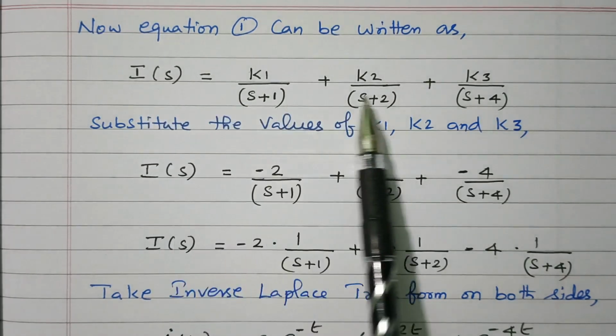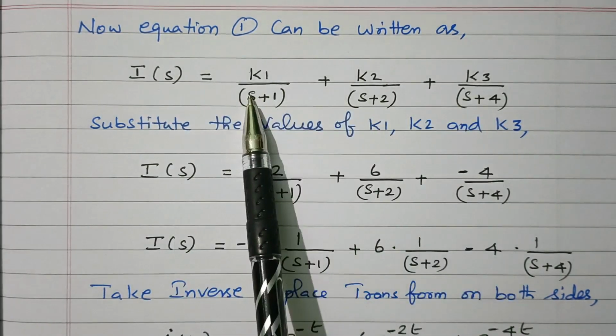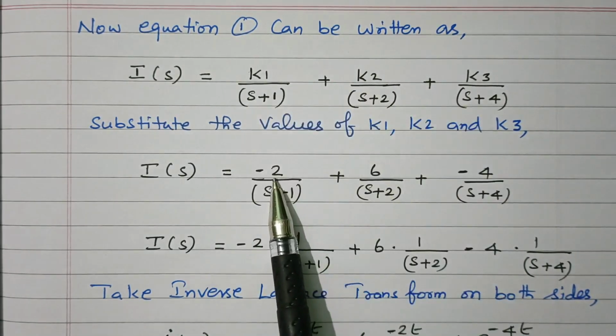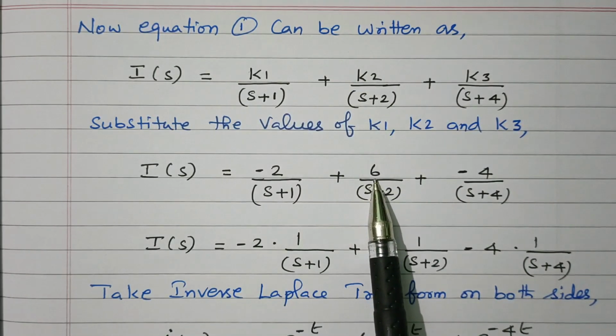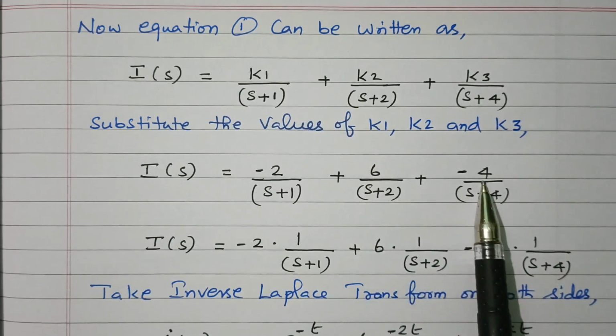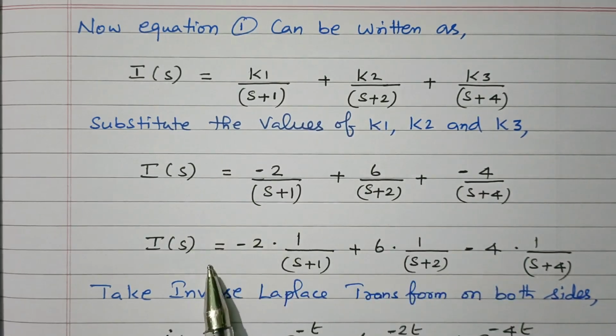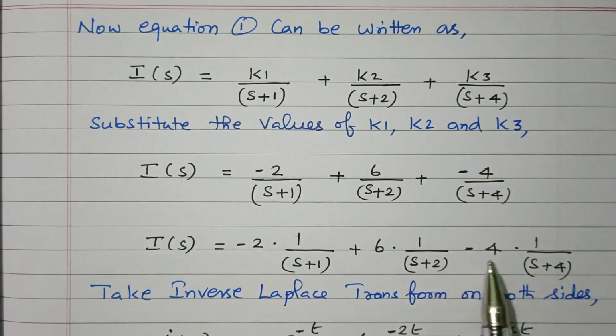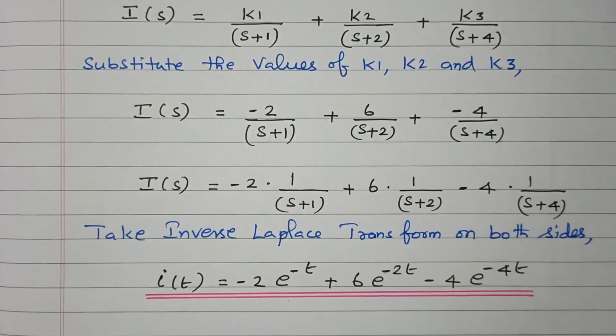Now we'll substitute the values. So this is the equation 1. By partial fraction technique we split it. Now we can substitute k1, k2, k3 value. k1 is minus 2. k2 is 6. k3 is minus 4. Now it is rearranged: minus 2 into 1 divided by s plus 1 plus 6 into 1 divided by s plus 2 minus 4 into 1 divided by s plus 4. So it is written in a standard form.